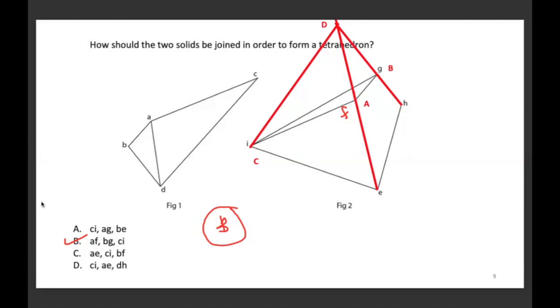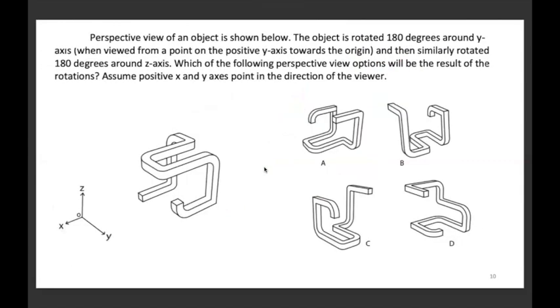Sure. We'll move to the next one. Perspective view of an object is shown below. The object is rotated 180 degrees around the y-axis and then similarly rotated 180 degrees around the z-axis. हमको यहाँ पे axis भी दिए हैं, ये object है. Which of the following perspective view options will be the result of the rotations?